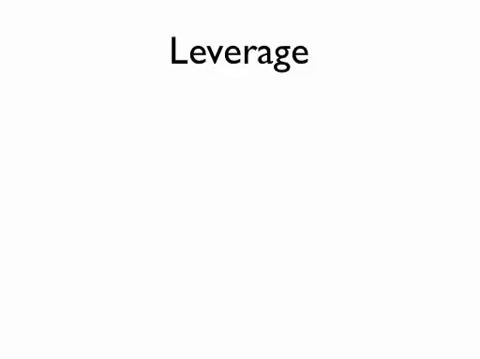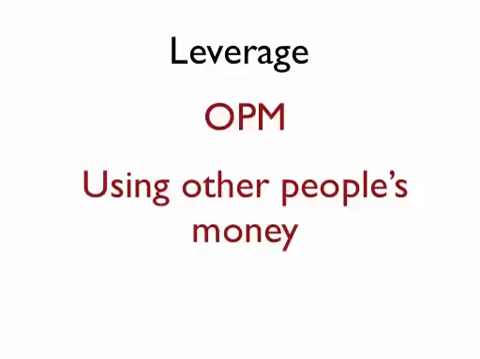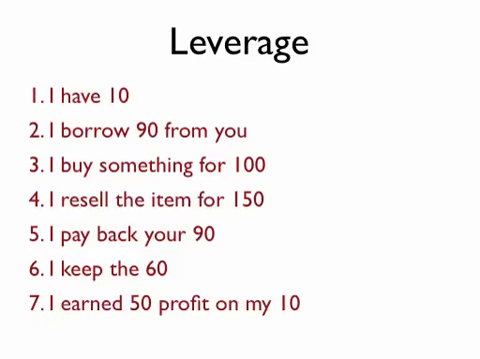Leverage is a very important concept in finance. Leverage, it's also known as OPM, or using other people's money. The way this works is, let's say, for example, I have 10 reals, and I borrow 90 reals from you, and I buy something for 100 reals, and then I resell the item for 150. I then pay back your 90, and I keep the difference, or the 60 reals. I have earned 50 in profit for my 10. So the leverage here would be very, very high. My 10 reals has actually earned me 50 in profit.